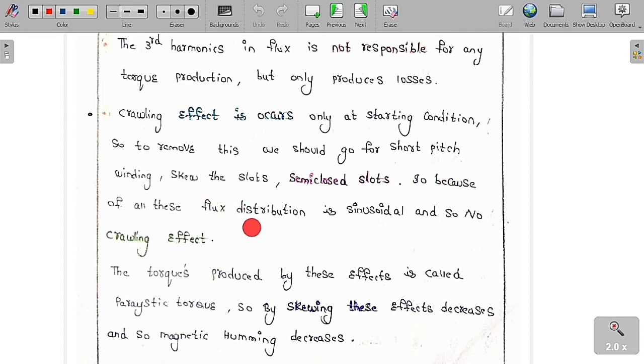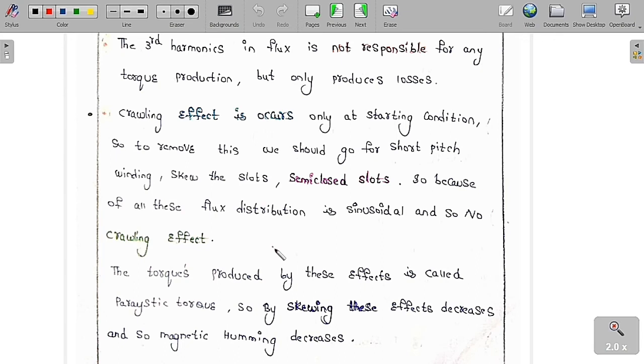So because of all this, flux distribution is sinusoidal, so no crawling effect. I have already told you crawling means running at a very slow speed, because the induction motor is assumed to be stable whenever the rotor speed is equal to Ns by 7, but actually it is not, because of the non-sinusoidal flux.